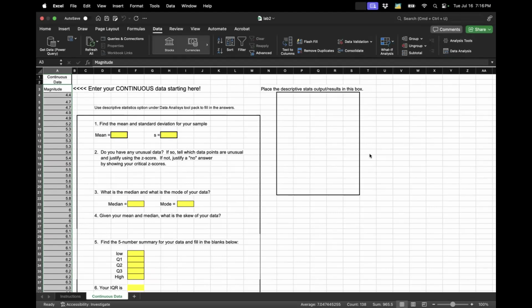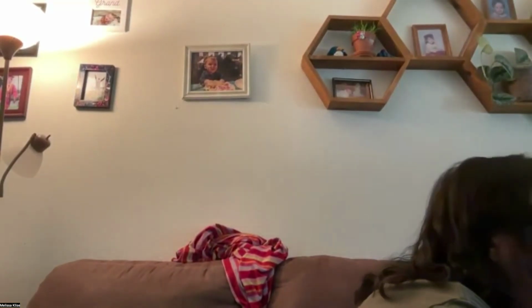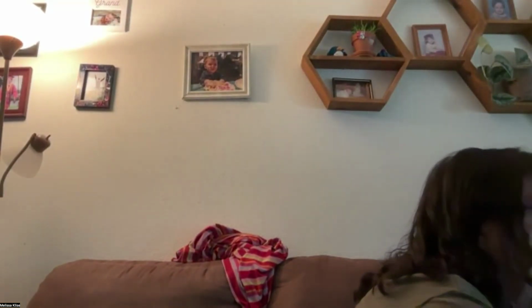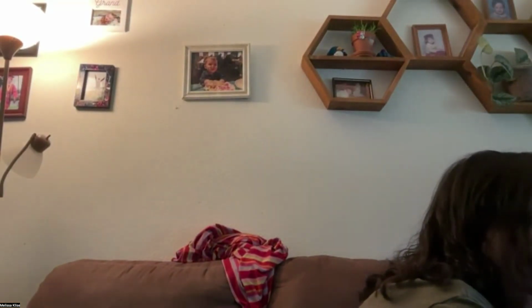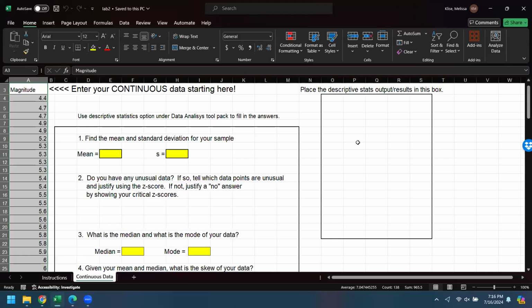Stop sharing. And then I'm going to go to my other computer and share my screen here. Share. Okay. Now I'm on a different computer with a different Excel. Most people have Excel like this one. Most people's looks like this.